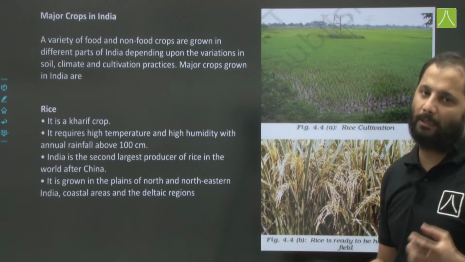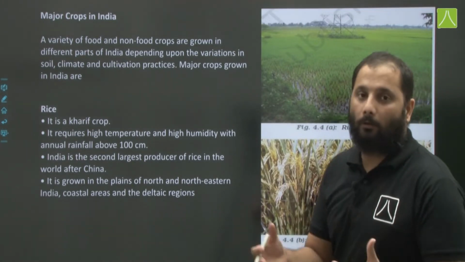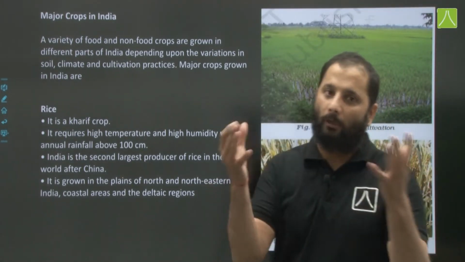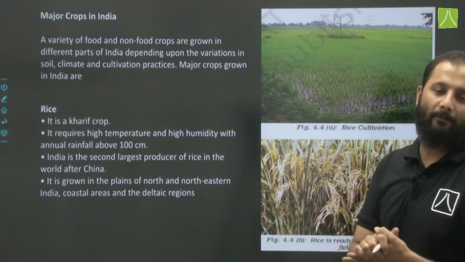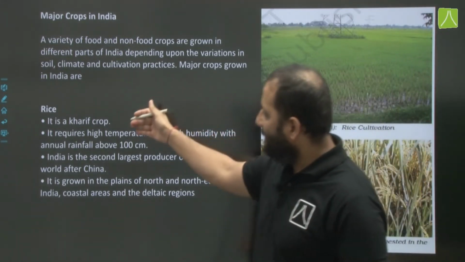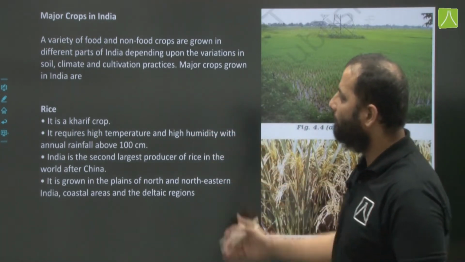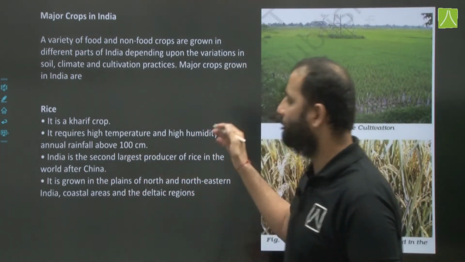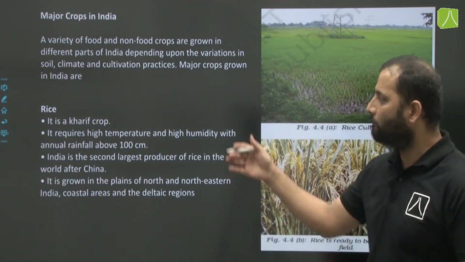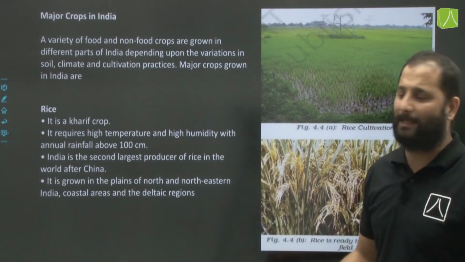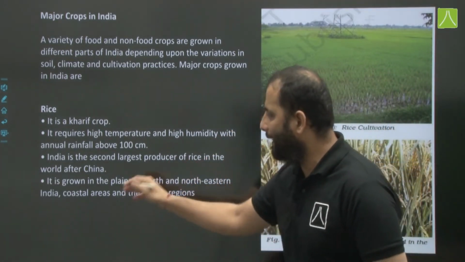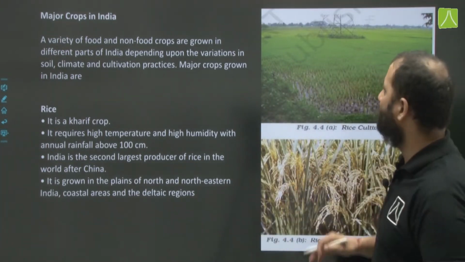Now, rice is an essential item of food, a staple diet in India. It is a Kharif crop, requires high temperature and high humidity with annual rainfall above 100 centimeters. India is the second largest producer of rice in the world after China, and it is grown on the plains of north and northeastern India as well as coastal areas and the deltaic regions.